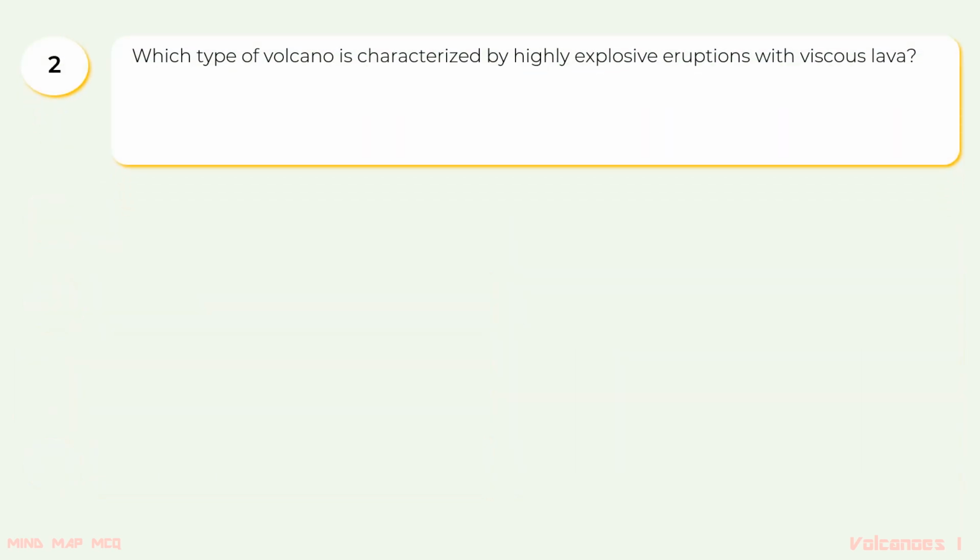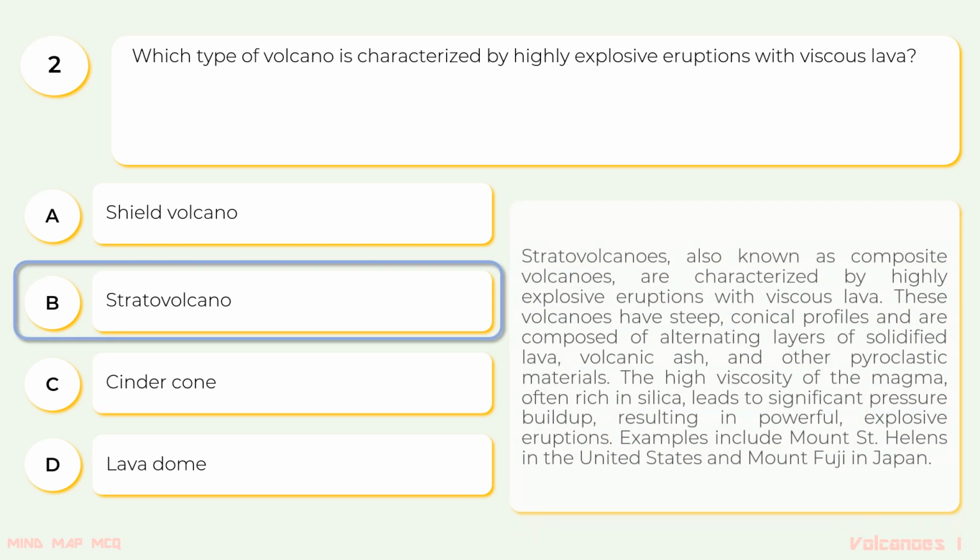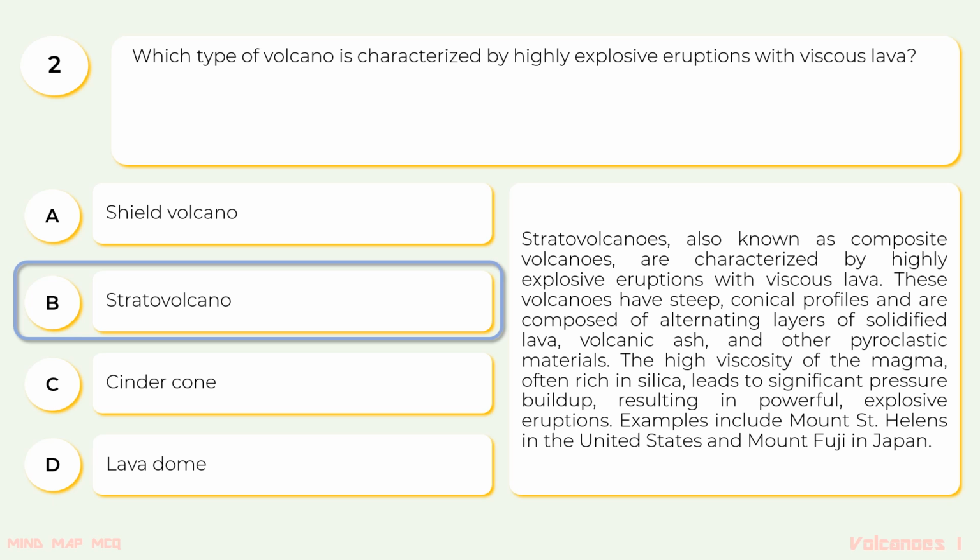2. Which type of volcano is characterized by highly explosive eruptions with viscous lava? The options are A. Shield volcano, B. Stratovolcano, C. Cinder cone, D. Lava dome. The correct option is B. Stratovolcano. Stratovolcanoes, also known as composite volcanoes, are characterized by highly explosive eruptions with viscous lava.